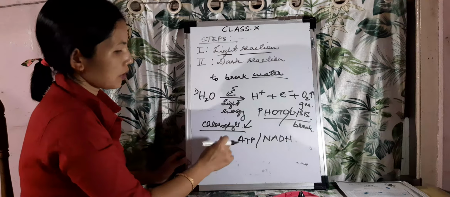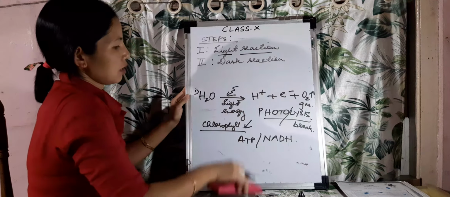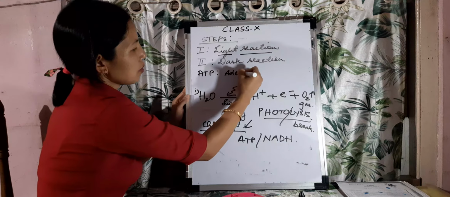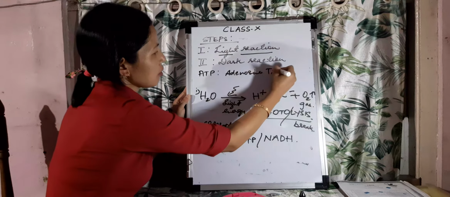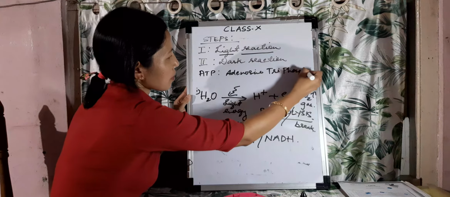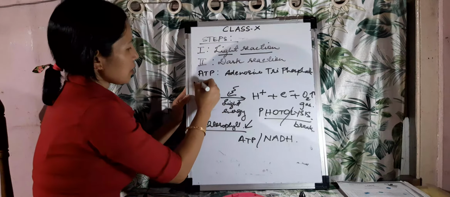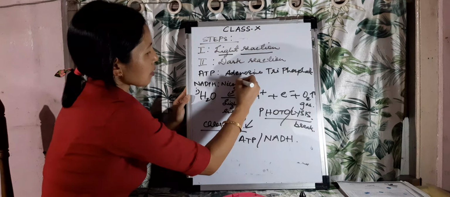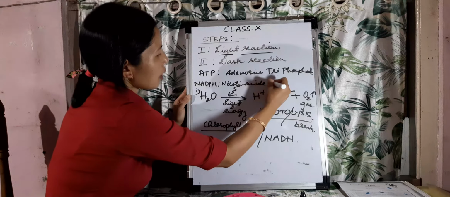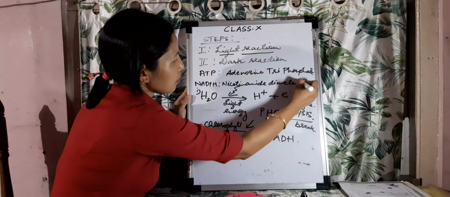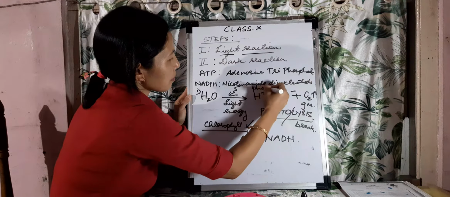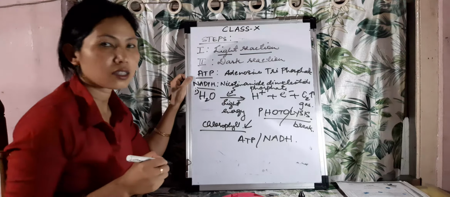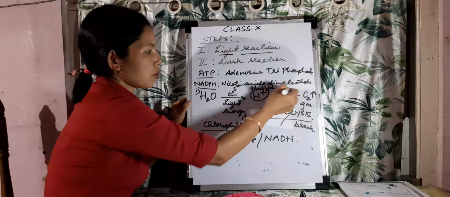Okay, so ATP here stands for adenosine triphosphate, right? And NADPH stands for nicotinamide adenine dinucleotide phosphate, right? So these two compounds, ATP and NADPH, are synthesized by the use of hydrogen protons and electrons.